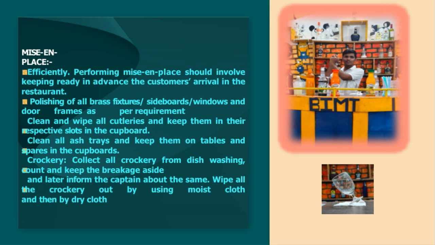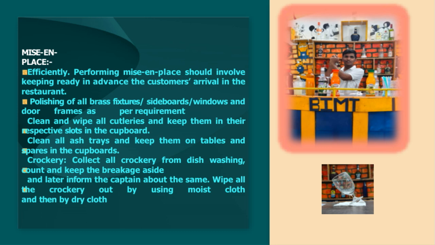Now let's talk about performing mise en place efficiently. The key is to be prepared in advance for the customer's arrival, so everything is ready and in place. This includes polishing all brass fixtures, sideboards, windows, and door frames as needed, ensuring they look their best. Next, we need to clean and wipe all cutleries thoroughly and place them in their respective slots in the cupboard, making sure they're organized and accessible.